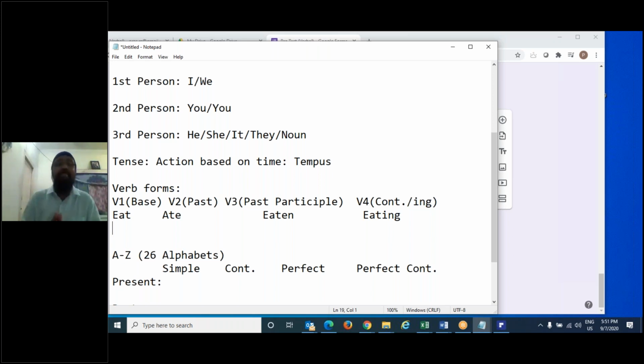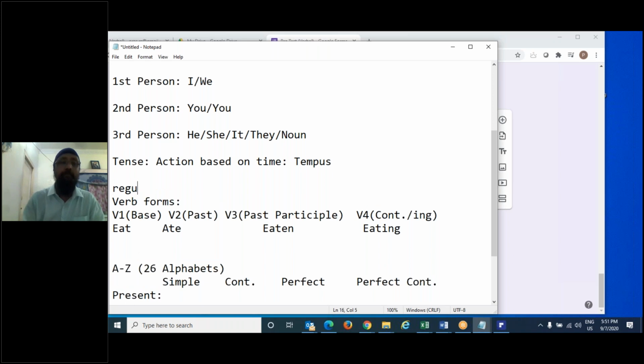V1 is always the base form, that means it is uniform, a universal truth. V2 is an action which we have just completed a while ago. That's where the past form comes into the picture. V3 is an action which was completed a long time back. That's when it is known as the past participle. And V4 is the action which is considered progressive or continuous. At the same time, we divide verbs into two kinds: regular and irregular verbs.